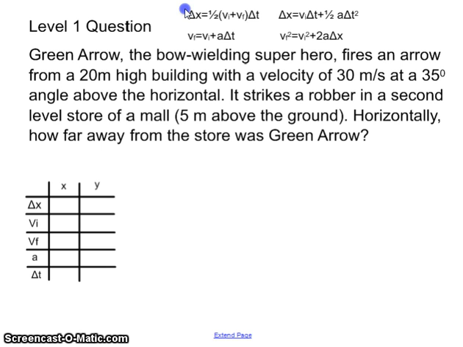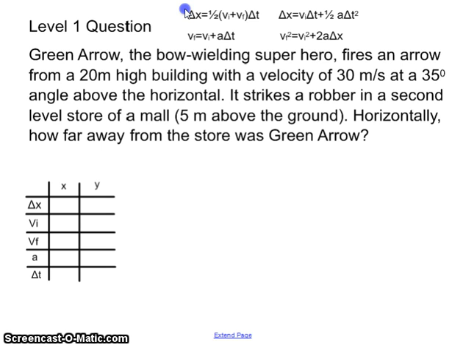Green Arrow, the bow-wielding superhero, fires an arrow from a 20-meter high building with a velocity of 30 meters per second at a 35-degree angle above the horizontal. It strikes a robber in a second-level store of a mall, 5 meters above the ground. Horizontally, how far away from the store was Green Arrow?